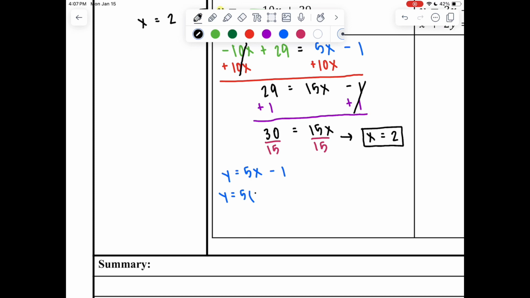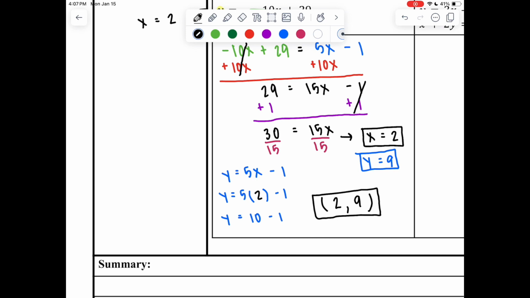Instead of 5x minus 1, I'm using substitution. So when x is 2, 5x is actually 5 times 2, and then I have to subtract 1. So 5 times 2 is 10 minus 1, and that tells me that the y value is a positive 9. So for this particular system of equations, the solution is when the ordered pair is positive 2, positive 9, or x has to be 2 and y has to be 9. That is the only way this system will have a solution.